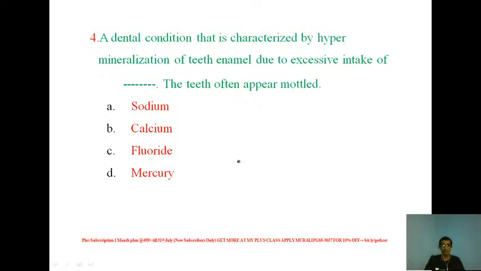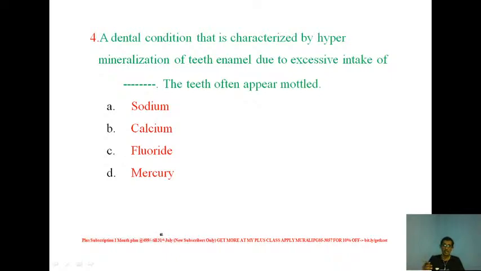So the teeth often appear molten. The condition behind this is excess intake, so hypermineralization of the teeth enamel. What is the reason for that? Here the options are sodium, calcium, fluoride and mercury.